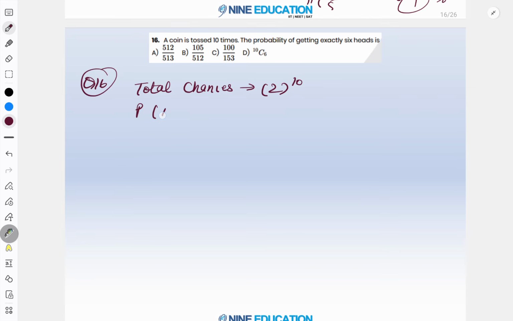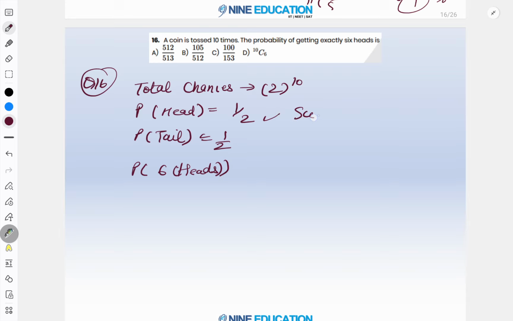So probability of head is 1 by 2 and probability of tail is again 1 by 2. What we want is exactly 6 heads. This question can be easily solved by using the random variable. So if we want 6 heads, let's take head as success and tail as failure. Then probability of X equals xi, which is 6. So the random variable's value is 6.